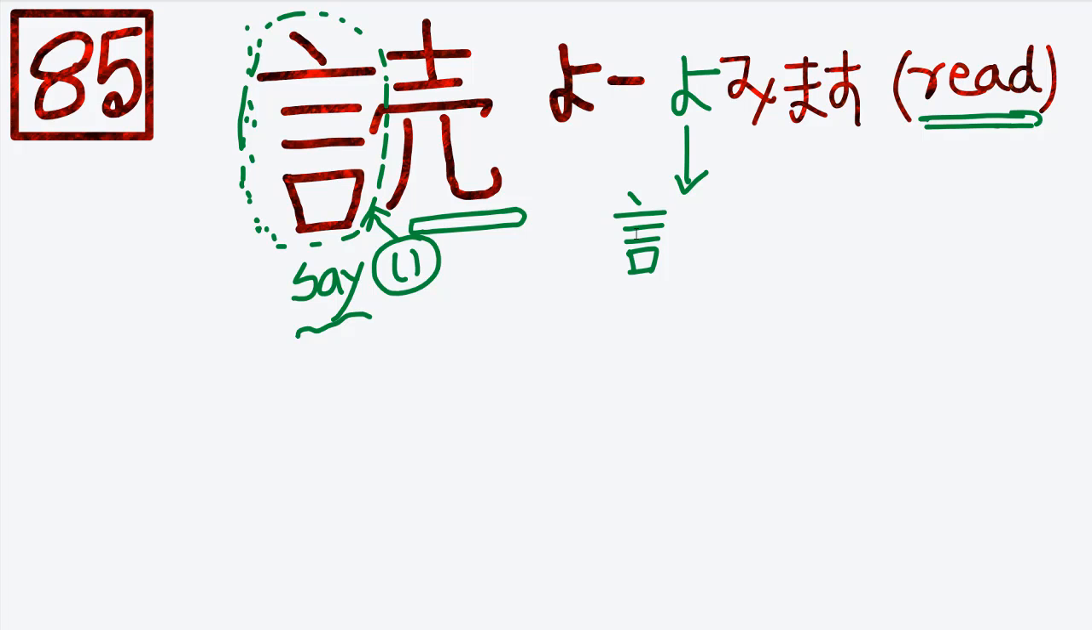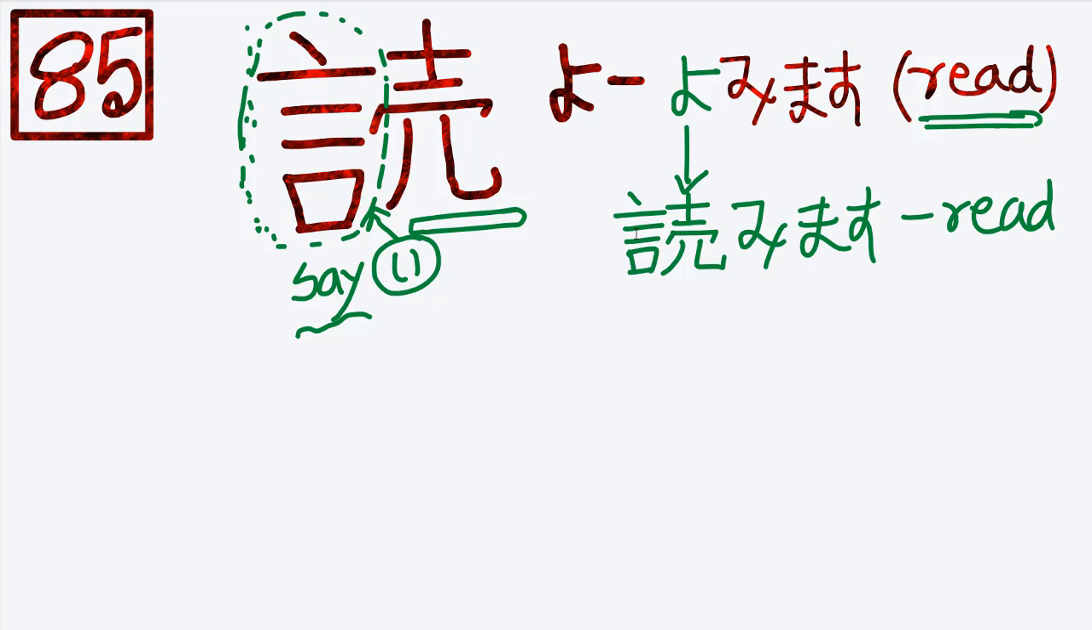So here horizontal, then little vertical, then so here is yomimasu. So this is the meaning of read. Yomimasu, read. So this is very usable in the purpose of reading or read. So here we can now practice.